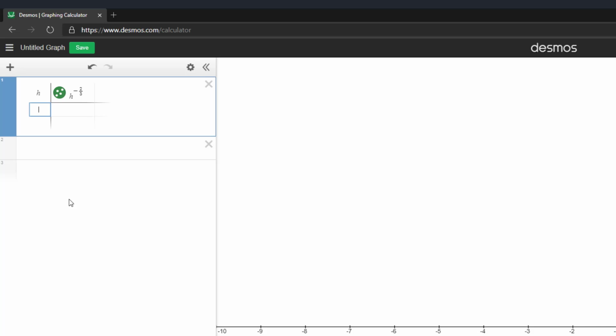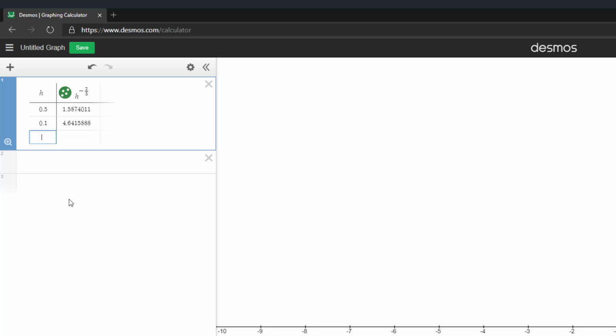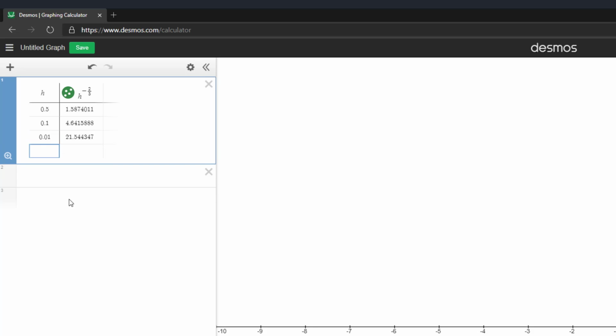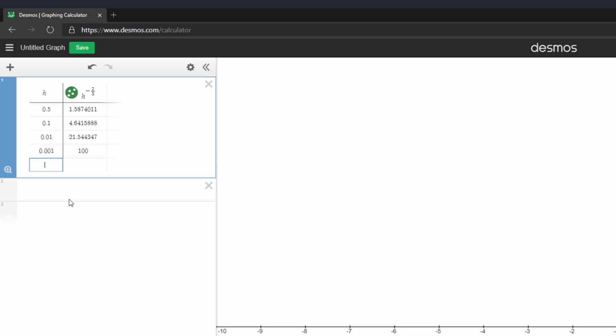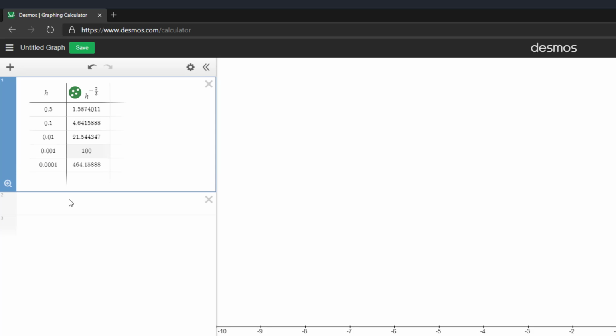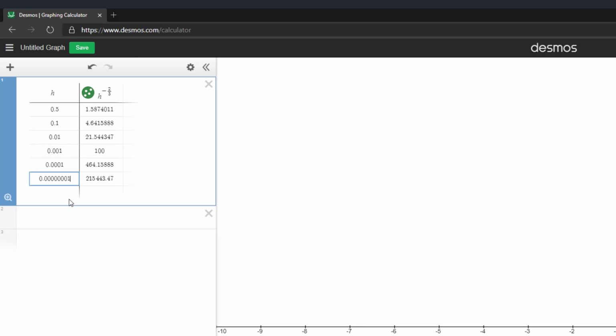So I will go ahead and start experimenting with h values that get close to 0, like 0.5 or 0.1 or 0.01 or 0.001 and so on and so forth. Now, when you do this, you'll see that these outputs are tending to climb to positive infinity. If you tried a few more zeros here, I'll just throw on a bunch of zeros, you'll see this value is what, 215,000 and change.